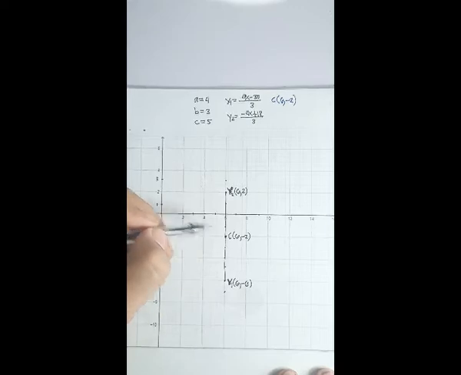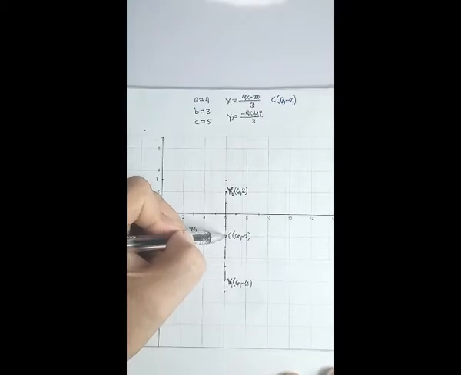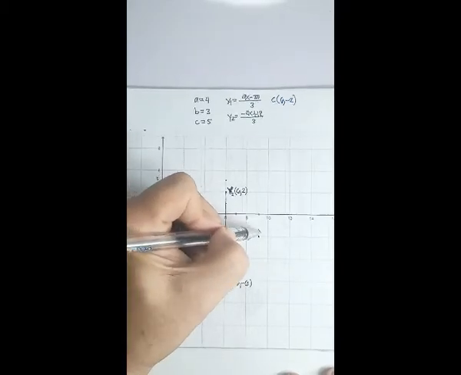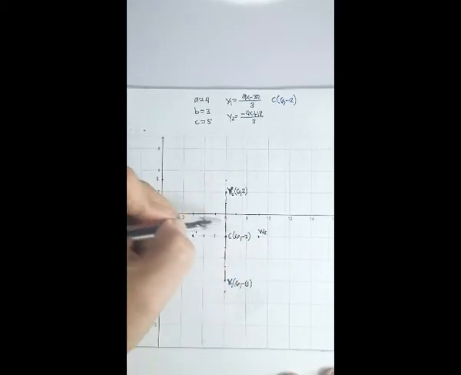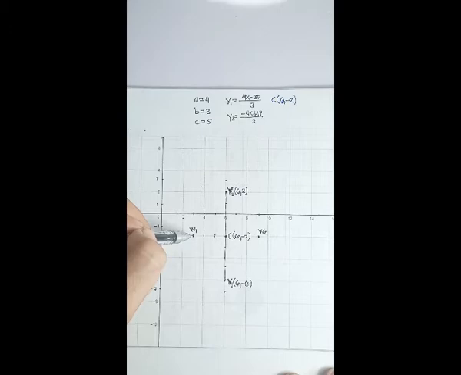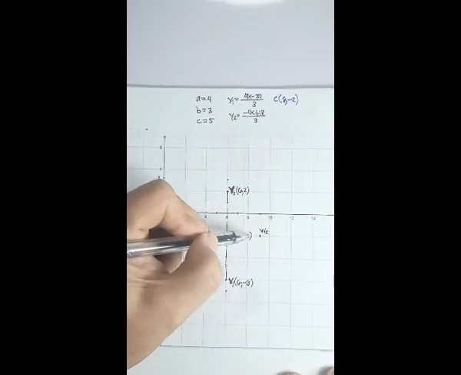So again, gikan sa center, mag-count og 3. So 1, 2, 3. This will be our W1. Mao siya ang end sa atong conjugate axis. So gikan po diri, count po ta og 1, 2, 3. Mao po niya atong W2, ang other end sa atong conjugate axis. So this is our conjugate axis.